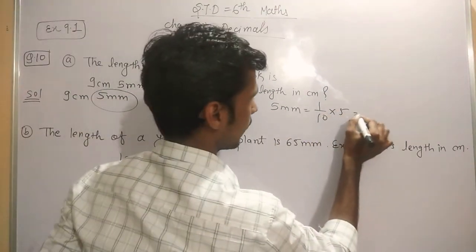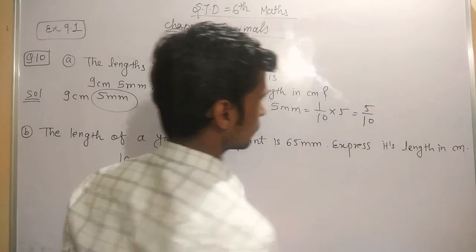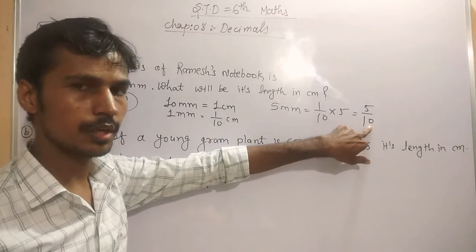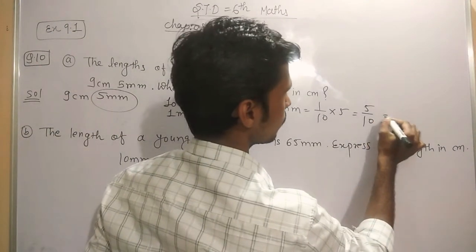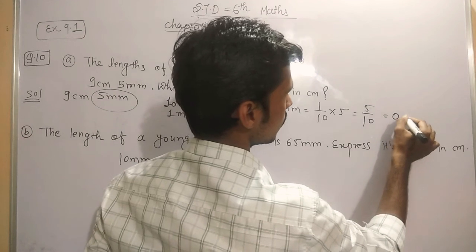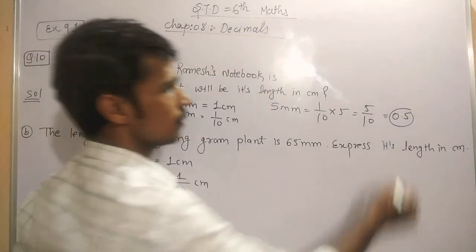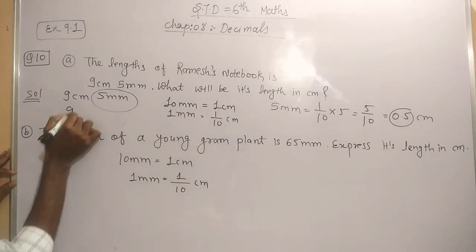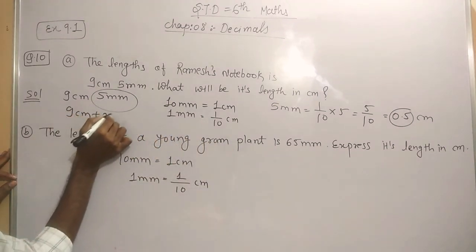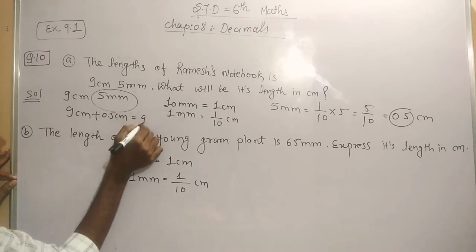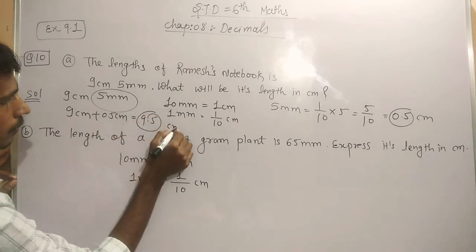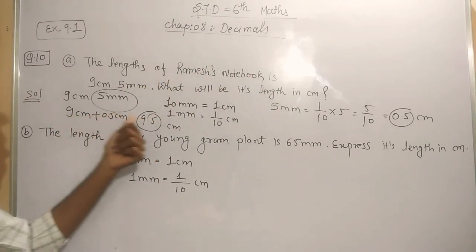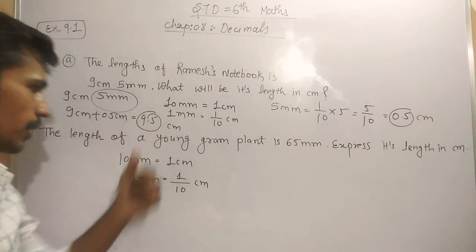Then can I write it like this? 5 upon 10. The denominator is 10, so I will make it a decimal: 0.5 centimeter. Now 9 centimeter plus 0.5 centimeter equals 9.5 centimeter. The length of Ramesh's notebook is 9.5 centimeter.